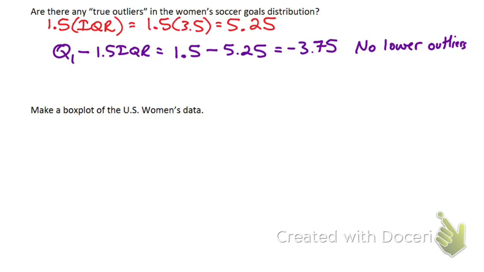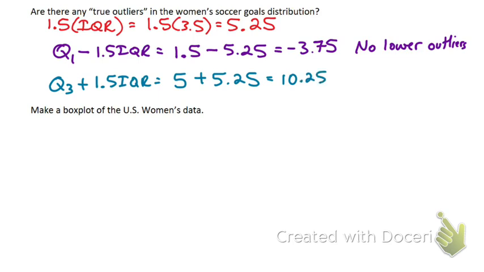So now we'll check to see if there's any upper outliers. We're going to take Q3 and add the 1.5 IQR number. So that would be 5 plus 5.25. A little easier math here. What is 5 plus 5.25? 10.25. Is there any number in our data that is bigger than 10.25? Yep, what is it? 13 is an upper outlier.